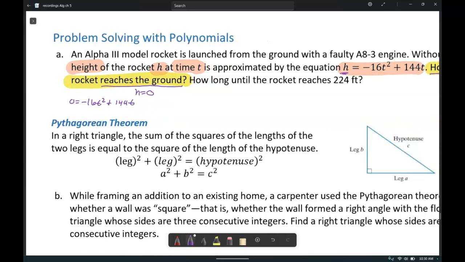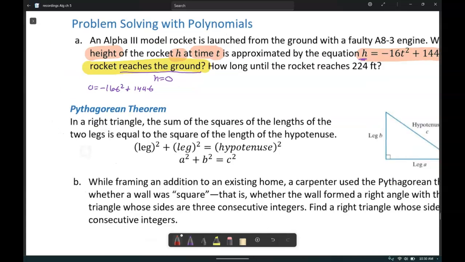And then we can use our factoring techniques to solve. Now in this one, we only have a binomial. So the first thing we want to look for is a greatest common factor, which in this case is negative 16t, which leaves us with t minus 9 when we factor out the GCF. Since it's factored, we can now apply our zero factor property. We can set all the factors equal to 0, and we get two values of t.